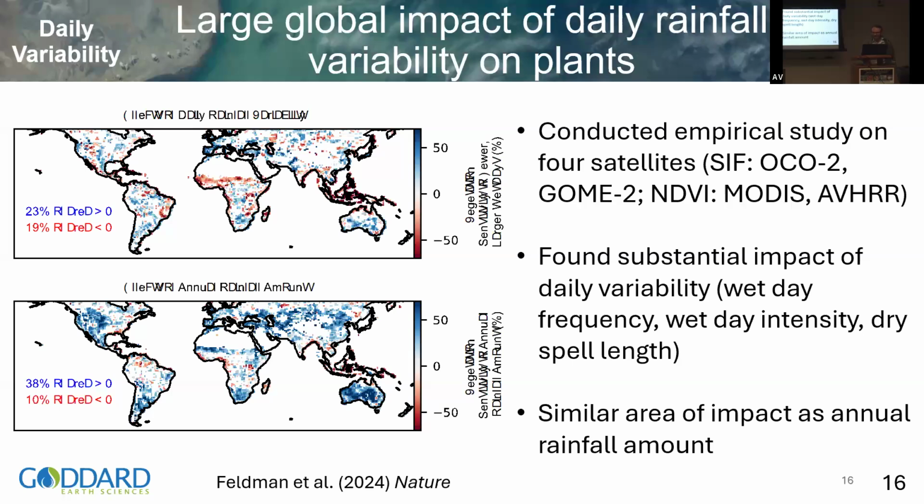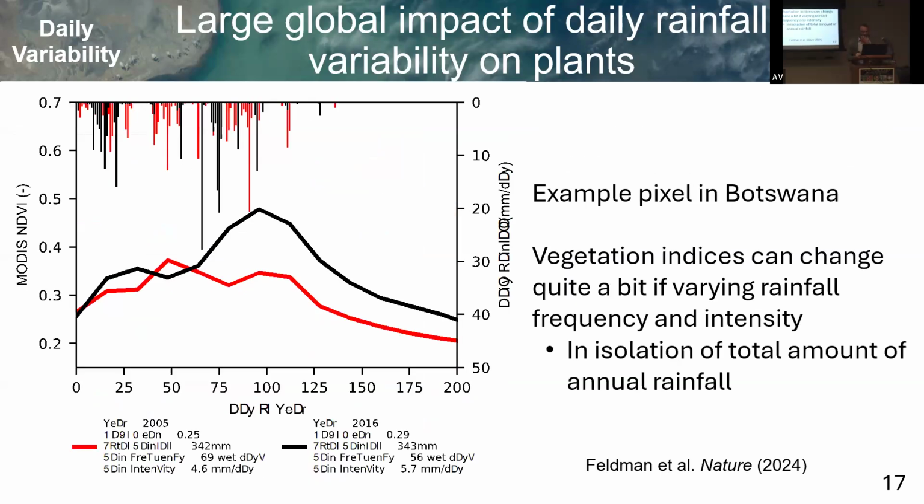And what it said was that, conducting this empirical study with many different satellites on average, we found a substantial impact of daily rainfall variability on NDVI and vegetation functioning year to year. So if you shifted how many wet days occurred in a year or how strong the rain events occurred in a year, that had a big bearing on vegetation functioning, more than we expected. So I'll give you an example here to how to think about this.